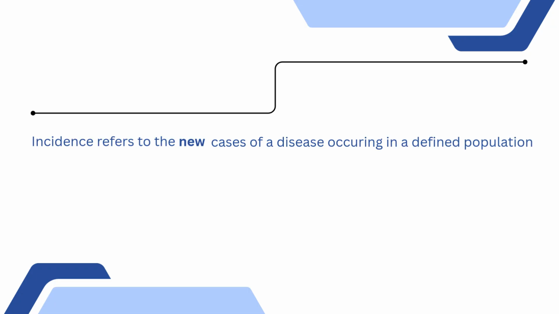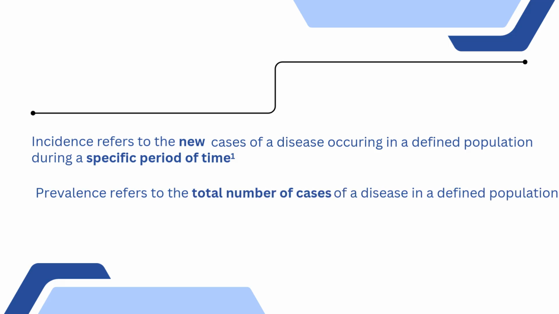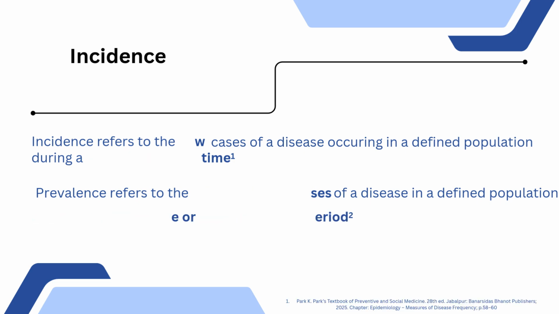Now let's deepen our understanding. Incidence refers to the number of new cases of a disease occurring in a defined population during a specified period of time. Prevalence, on the other hand, refers to the total number of cases, that's both old and new, of a disease in a defined population at a given point in time or over a specified period of time.